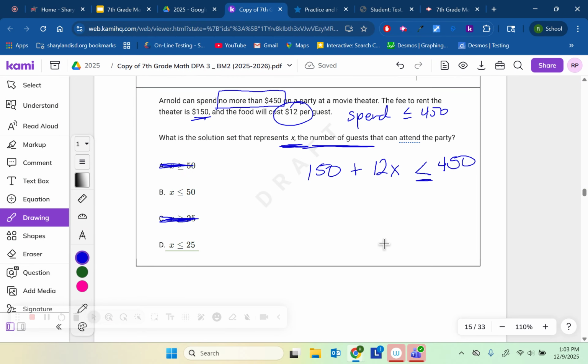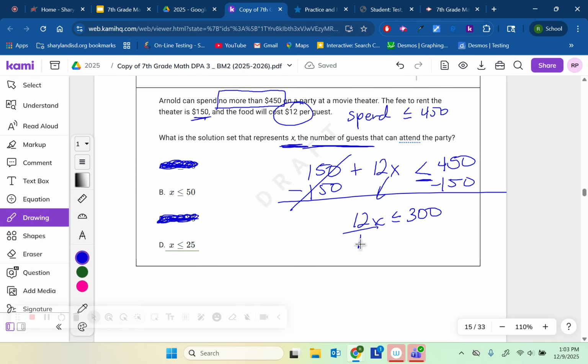And hopefully your teachers use tiles to teach this. If not, hopefully they'll consider it for next year. In the meantime, it was just an issue of setting up the problem. So this will be minus 150. Minus 150. You bring down your 12x. There's no flip-flop here because it's a positive 12x. This is going to give me 300, and we're going to divide that by 12.